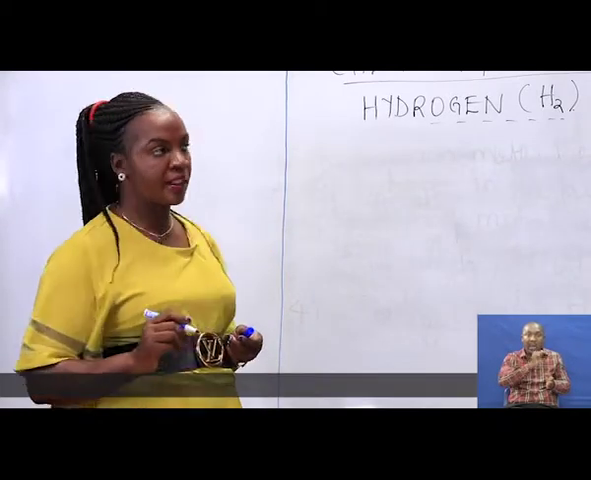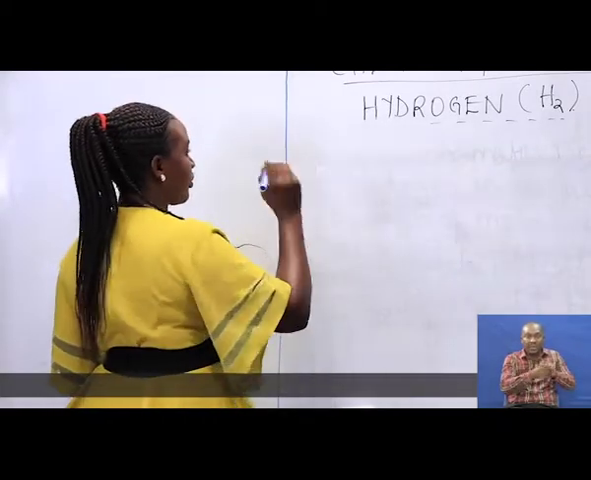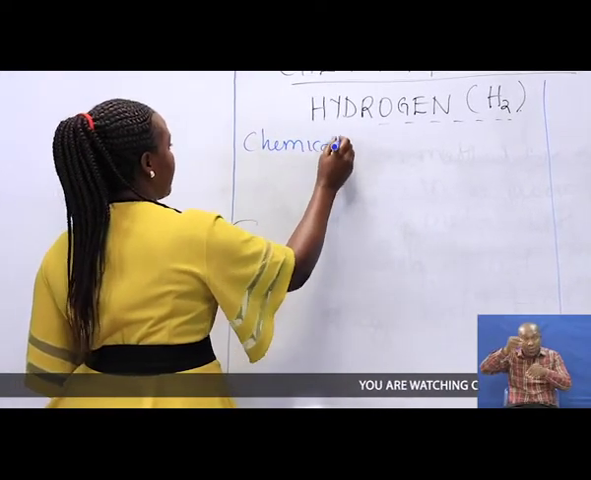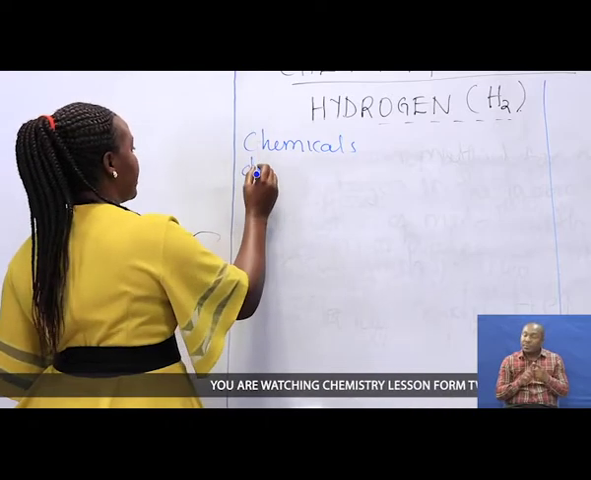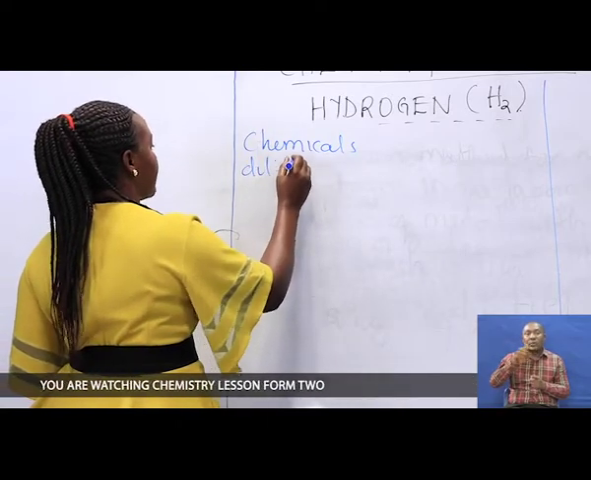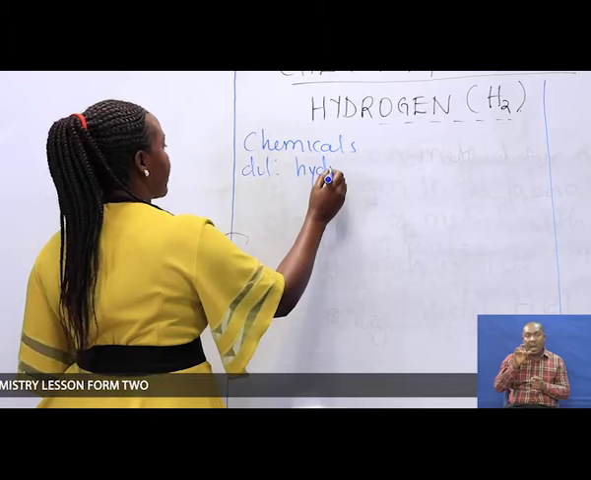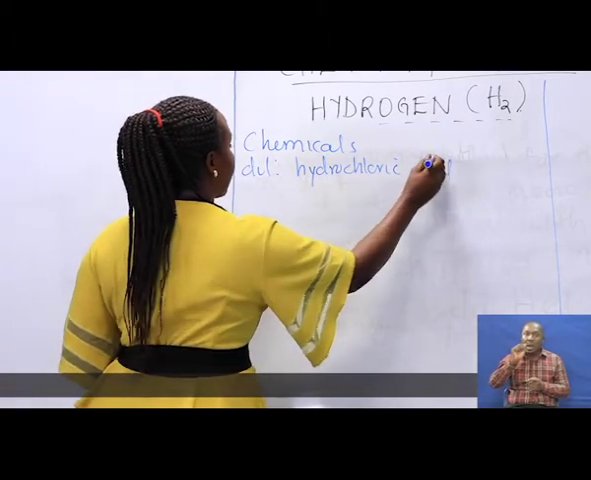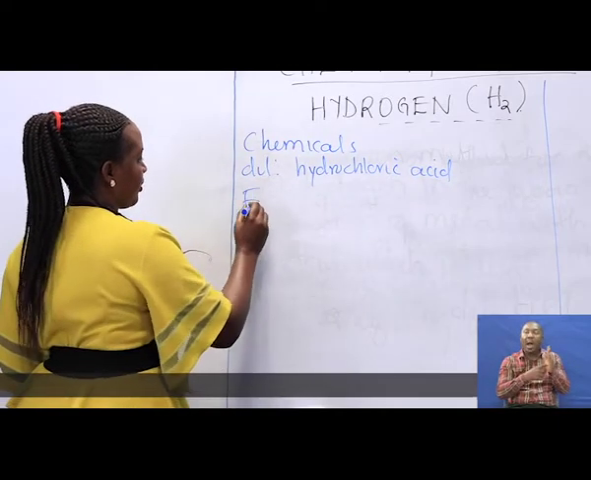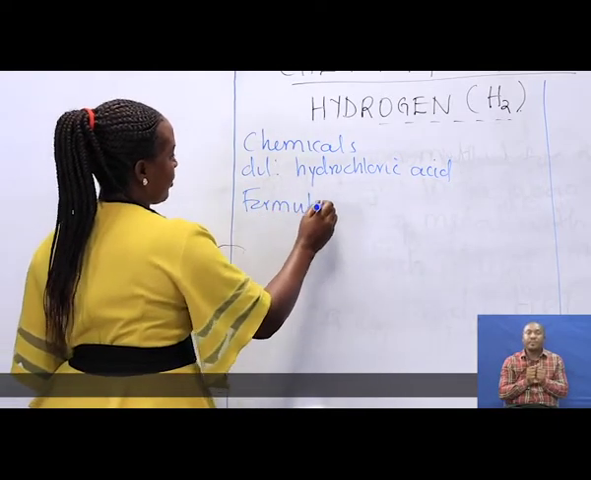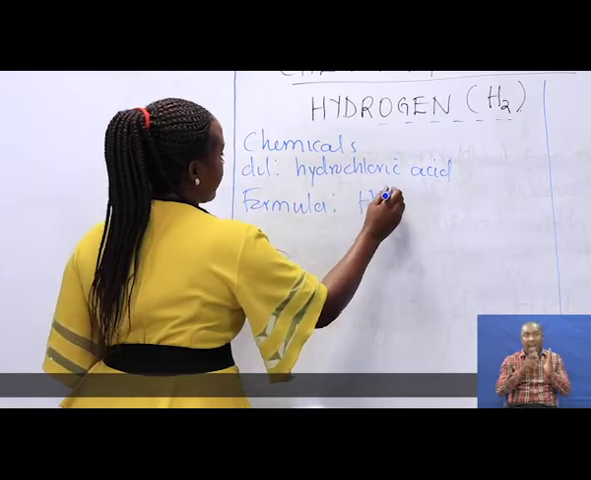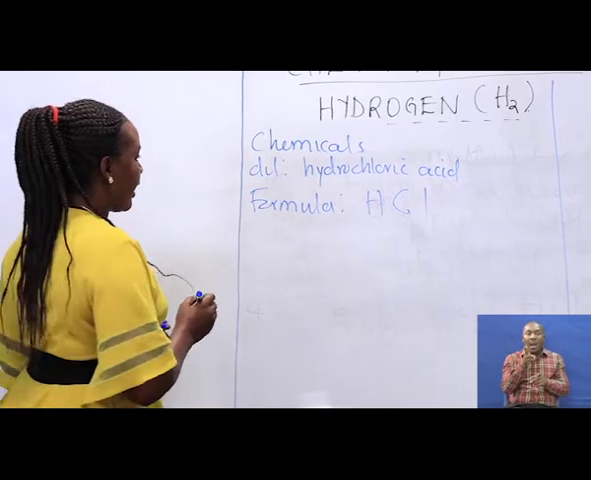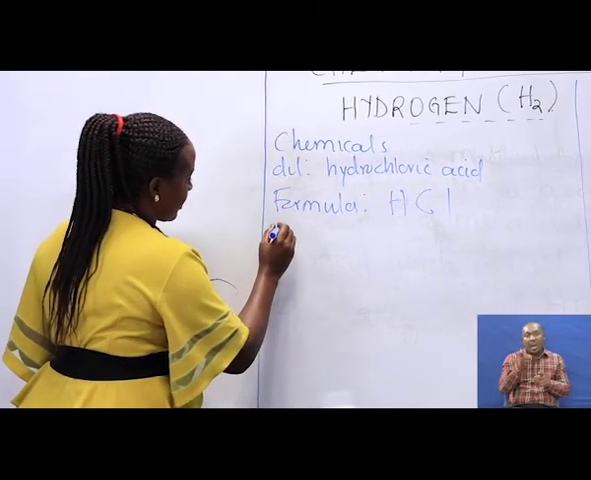with the dilute acid. So now let's see what the chemicals are. Chemicals: we must have dilute hydrochloric acid. How do we write the formula? The formula is HCl. This is dilute hydrochloric acid. And another thing that you are going to use is zinc granules.